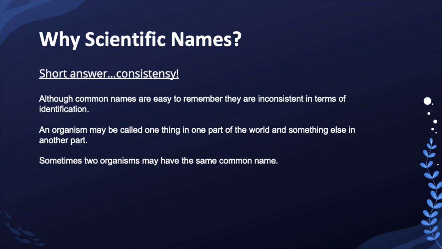An organism may be called one thing in one part of the world, while it could be called something else in a different part of the world. Sometimes a particular organism may have two common names. So this is why it's very important for us, especially for scientists. We rarely refer to an organism with its common name. It's mostly always its scientific name, that is, if we know what the scientific name is.